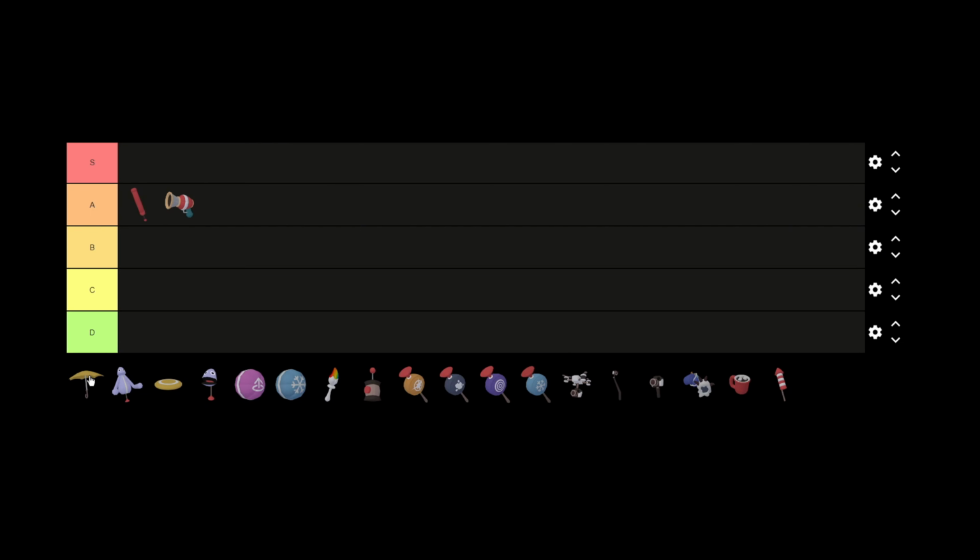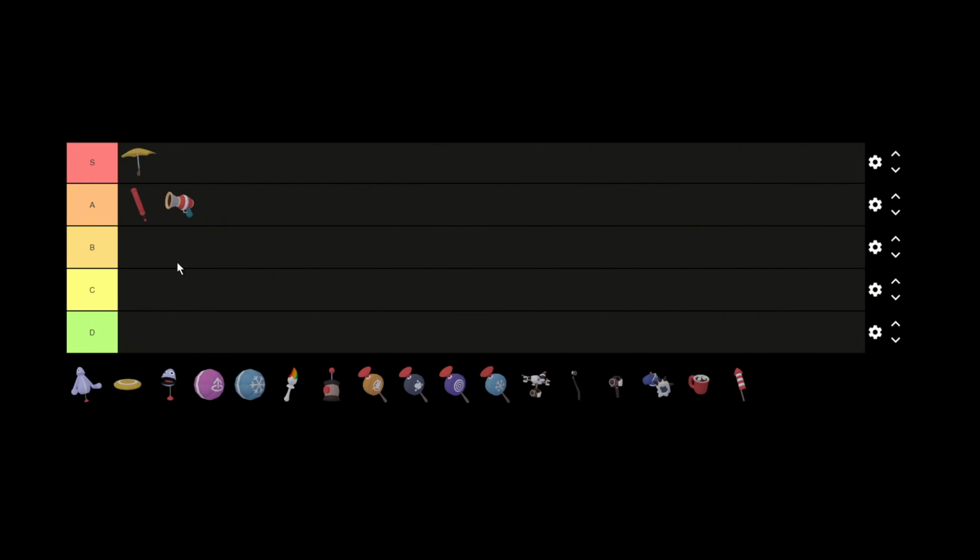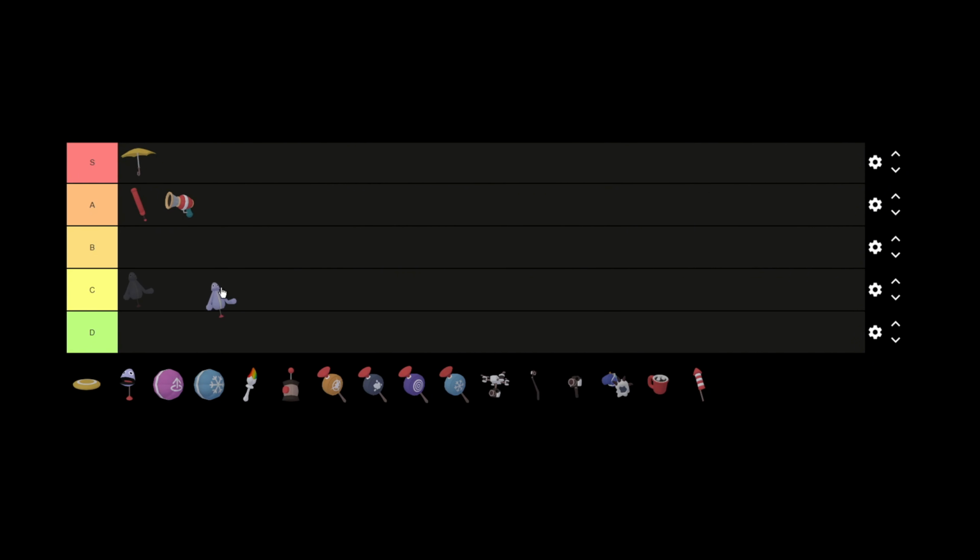Now, the umbrella. The umbrella is by far the greatest gadget in Yeeps. You can soar like Mary Poppins, and it is so much fun. And that goes in S tier. I don't think anybody really uses this. We're going to put it in C tier.